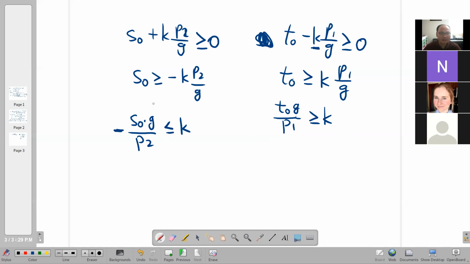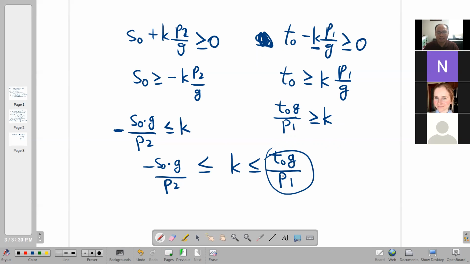Okay, are we okay so far? This is maybe a little bit tricky, but you probably learned inequalities in high school somewhere. Anyway, with this, you know that K has to be less than or equal to this, and bigger than or equal to this. So then we just have to compute whatever this number is and whatever this number is.